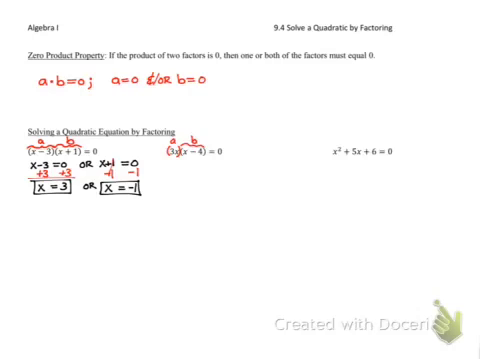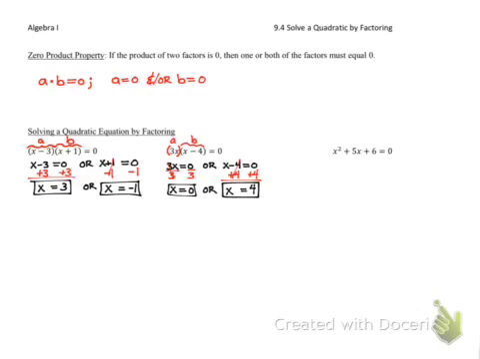So for the second example, I should put parentheses around the 3x. I have my first term and second term, so either a is equal to 0, which is 3x equals 0, or b, x minus 4 is equal to 0. Divide both sides by 3 to get 0. For the second problem, add 4, and we get x is equal to 4.